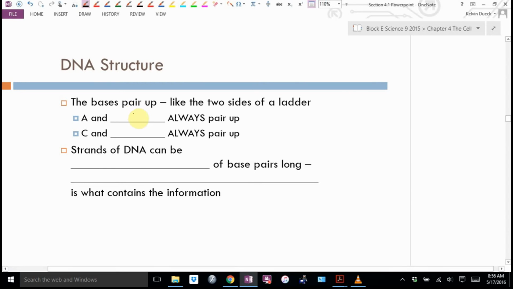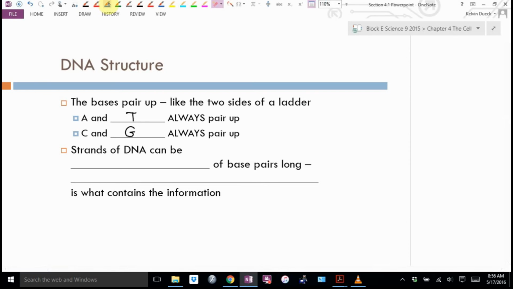So A and T always pair up. C and G always pair up. You're going to have to memorize what pairs with what. I'll give you a hint. Of these 4 letters, which 2 look the most alike? Okay, C and G go together. Heck, that's a C, that's a G. Okay, they go together. And then A and T go together. Okay?